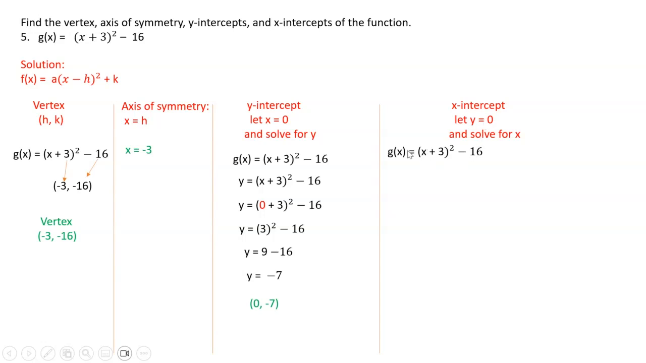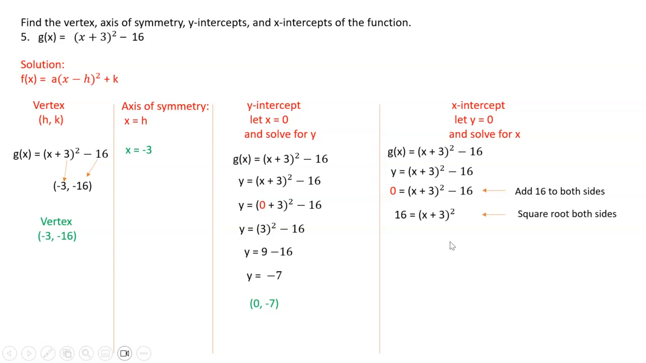So we're going to let y equal 0. So we're going to let g of x equal 0 because that's like my y. Now the next thing, I'm going to add 16 to both sides. Now to eliminate the square, I'll take the square root of both sides. I put this on the left, and this one on the right, but it's the same thing.